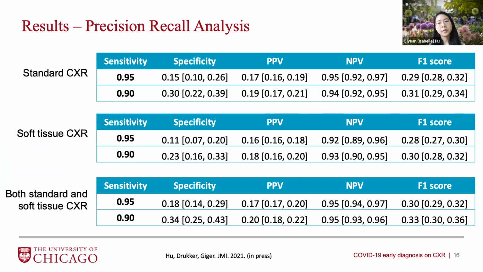And we also calculated other evaluation metrics at two sensitivity levels, 0.95 and 0.9, because the operating range that we were interested in is in the high sensitivity regime for diagnosing COVID-19 on CXR exams. And when we compared the specificities using MIDRC test at these two sensitivity levels, the specificity was significantly higher when using a fusion of both types of CXR than using the standard CXR alone.